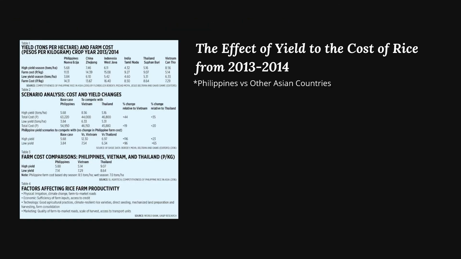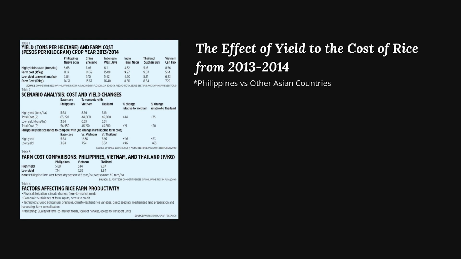So let us move on to the tables. For the first table, it is the yield comparison. The Philippines is third to the last after India in high yield season. It is 34% lower than the highest yielder, Vietnam. The Philippines is lowest in the low yield season. It is 39% lower than that of Vietnam.